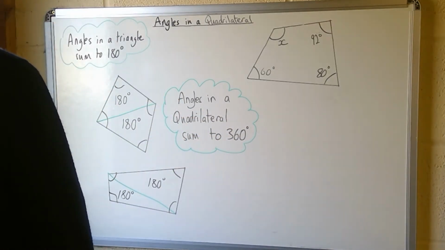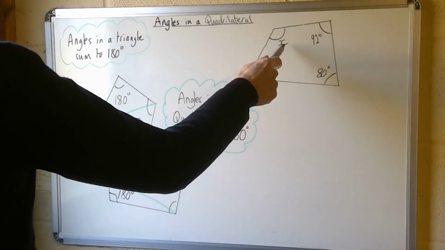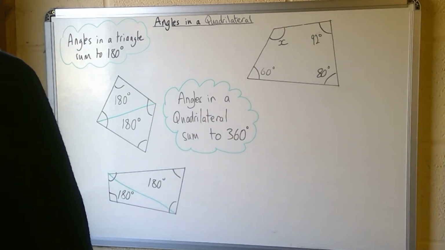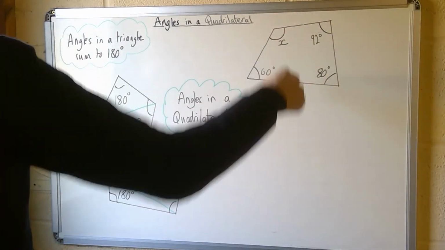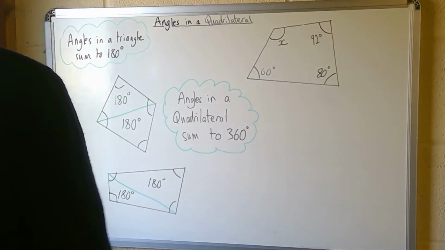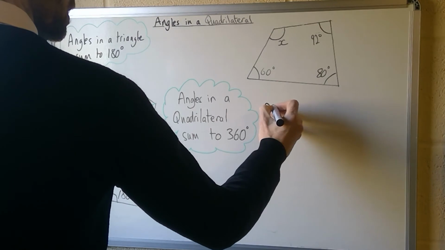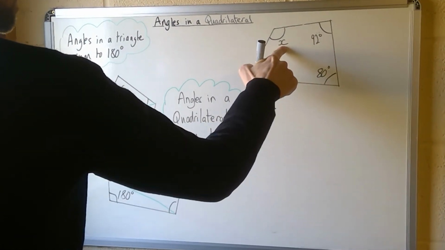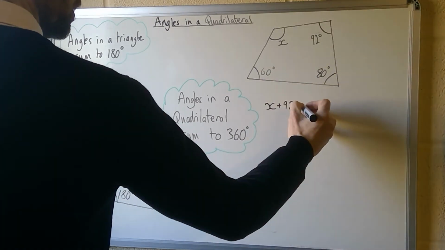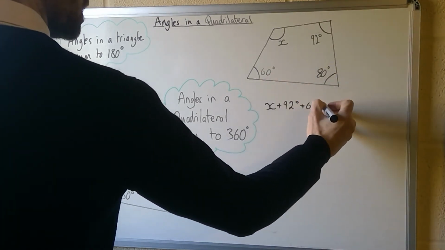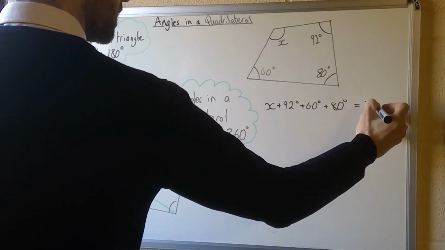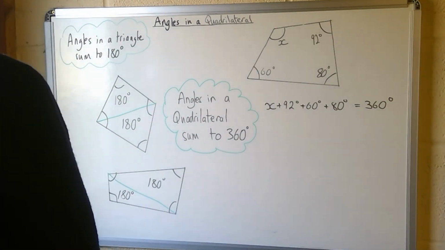And what that allows me to do is to calculate an unknown angle in a quadrilateral if and only if I know the other three. I'm going to do it in a similar way to how we did the triangle ones. So I'm going to write down all the angles. I know that x, I don't know what it is, but I know it's one of the angles, plus 92 degrees, plus 60 degrees, plus 80 degrees. All those four added together will add up to 360.